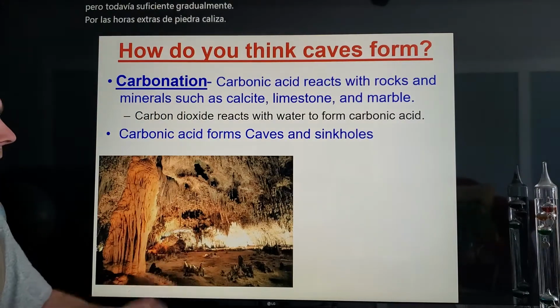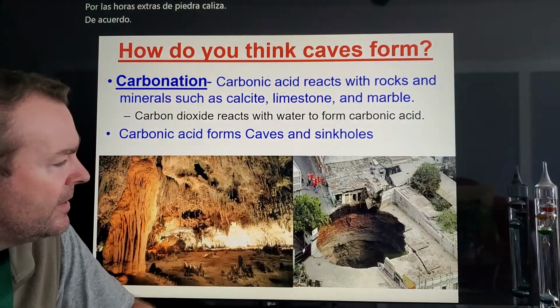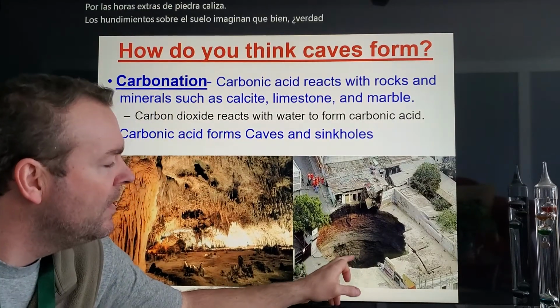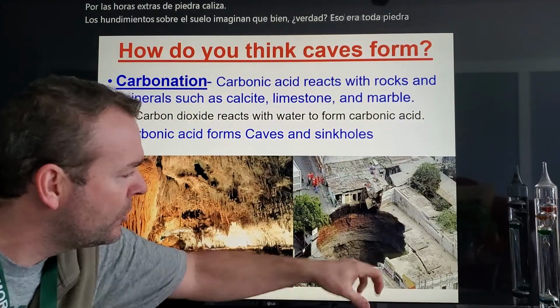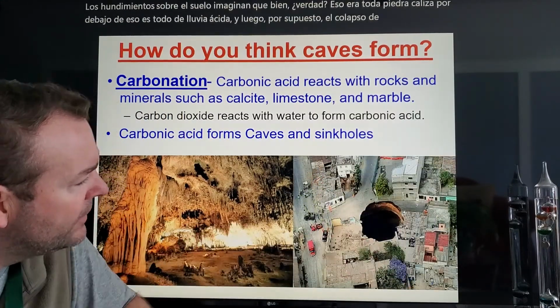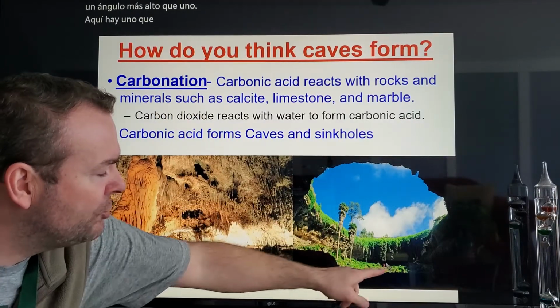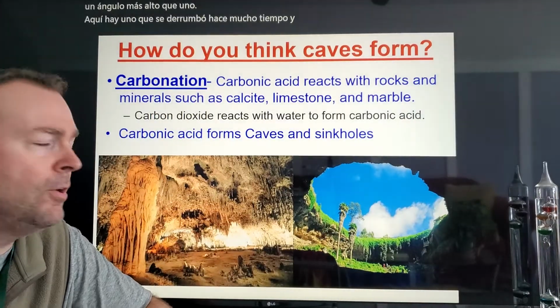Okay, so you'll make caves below ground, you'll make sinkholes above the ground. Imagine that right there, right? That was all limestone down below that dissolved from acid rain, and then of course the street collapsed. A lot of other neat pictures there. That's just a higher angle of that one. Here's one that collapsed a long time ago, and since then trees started growing in the bottom of that sinkhole.